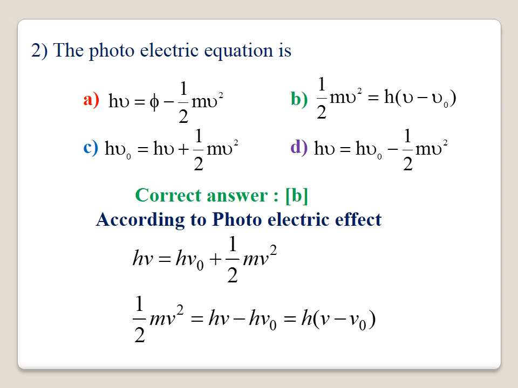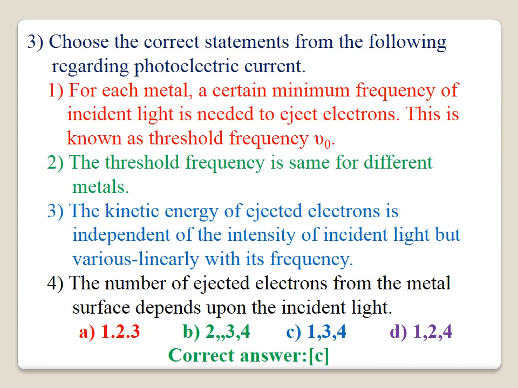2. The photoelectric equation. According to the photoelectric effect, h nu will be equal to h nu 0, that is the work done, plus the kinetic energy, half m v square. Therefore, half m v square will be equal to, h being constant and taken out, h into nu minus nu 0. Option B is correct. According to the photoelectric effect, the photoelectric equation is half m v square equals h into nu minus nu 0.